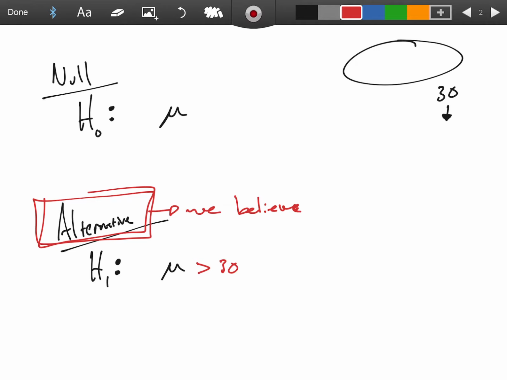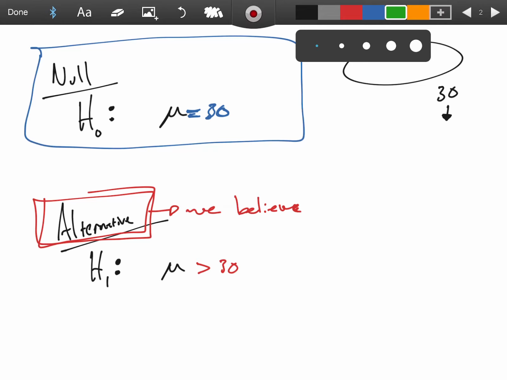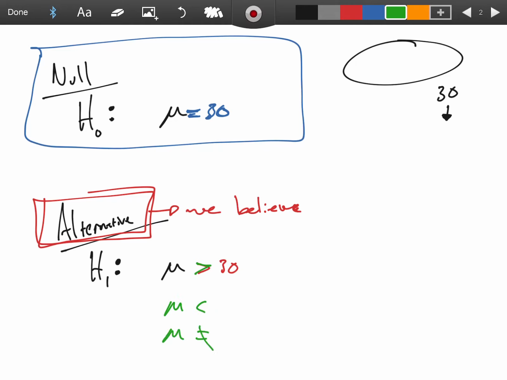And so what we're going to do then, for some reason, is spend the rest of the study trying to reject the null hypothesis. The null hypothesis is going to be that the average is actually 30. So the way we set this up is we have the null hypothesis that it equals some value, and then we come down to the alternative and we say, what do we believe? We could believe that it's greater than, less than, or not equal to. So these are like we-believe statements.